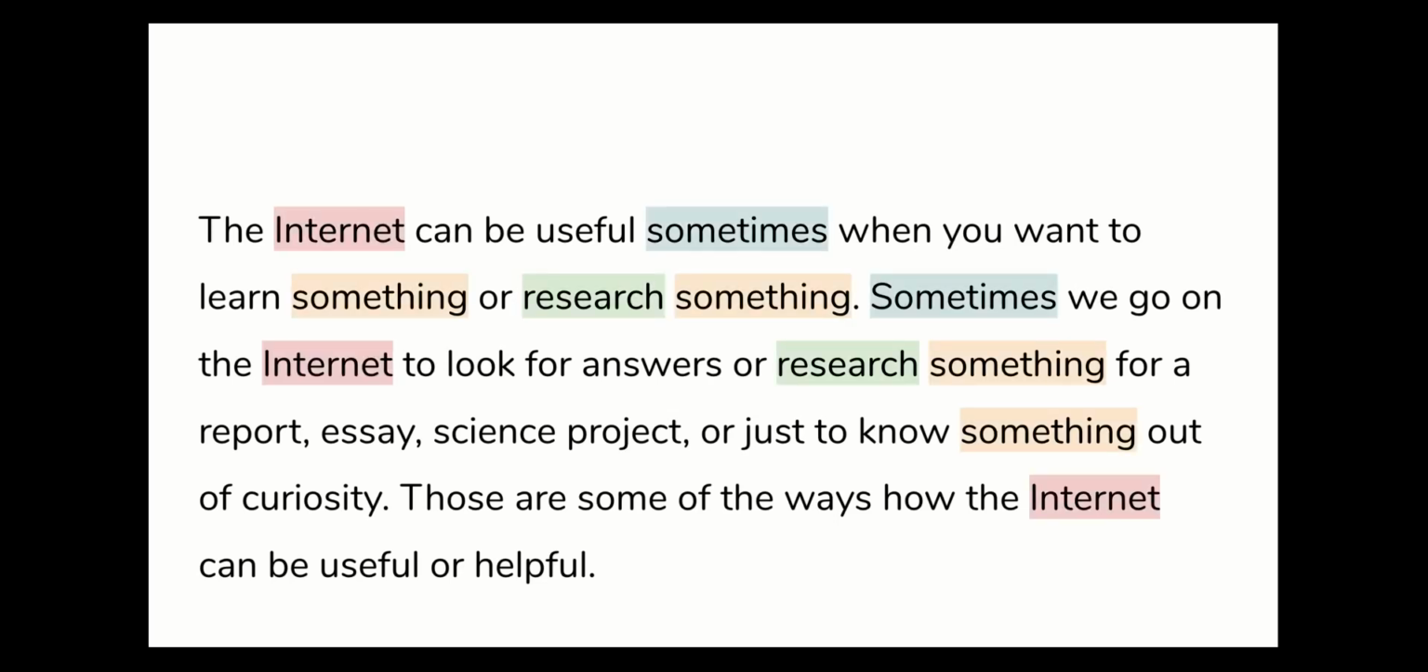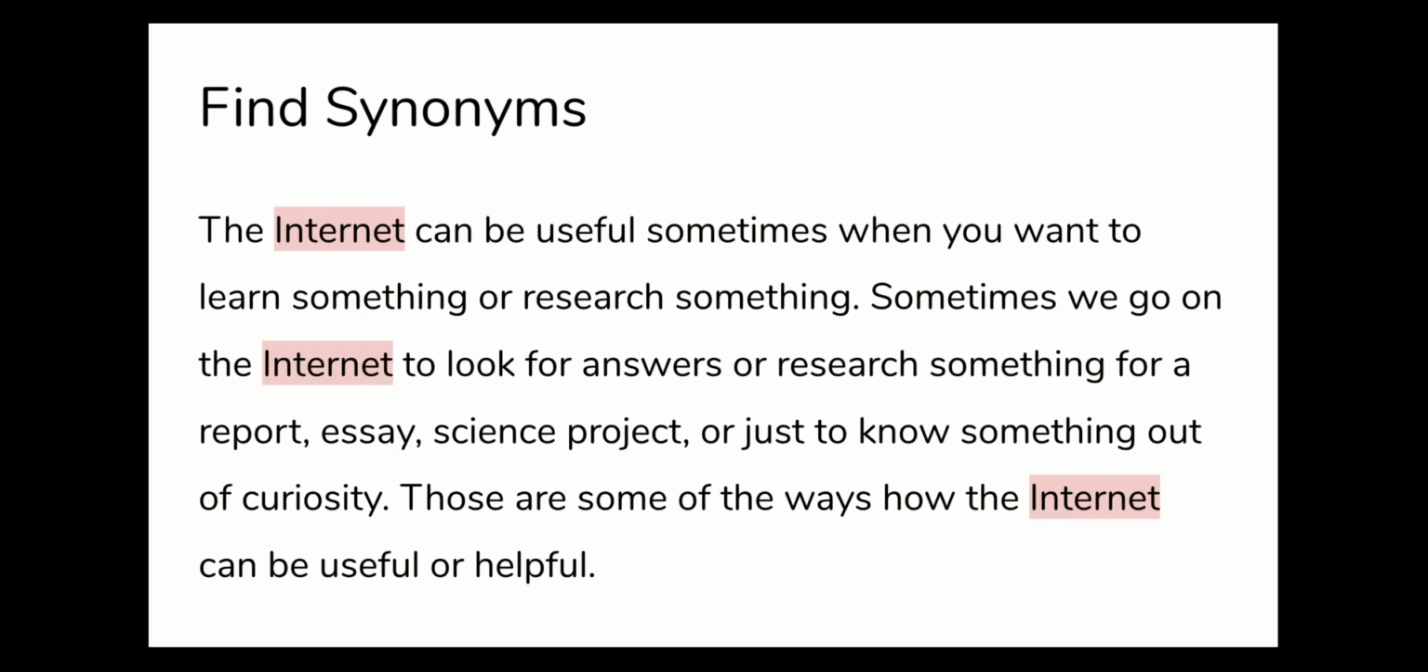Okay, so we have a lot of repetition here. We've repeated "internet" 3 times. We've repeated "something" 4 times, "sometimes" 2 times, and "research" 2 times. Let's take them one by one and fix it up. So first of all, we need to find synonyms. Synonyms are words that mean pretty much the same thing as the word that you're trying to replace. So instead of "sometimes we go on the internet to look for answers," how about "sometimes we go online"? That's the same thing. Everybody knows the internet and going online are the same.